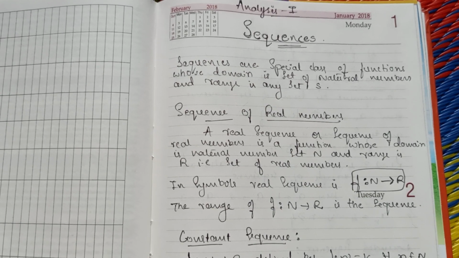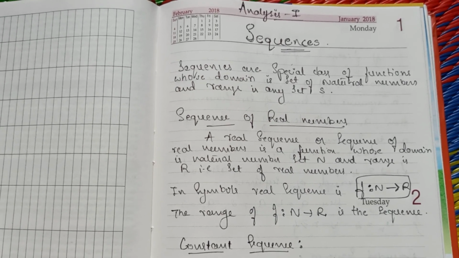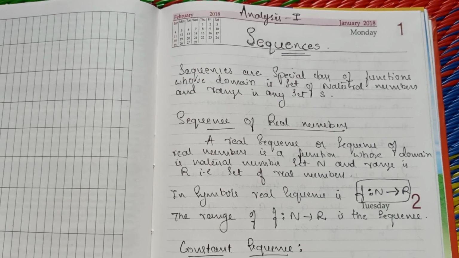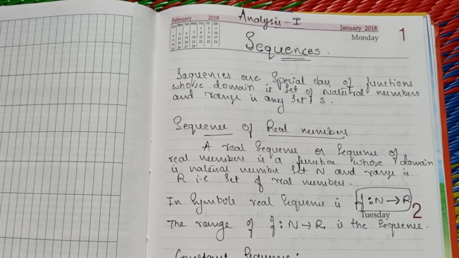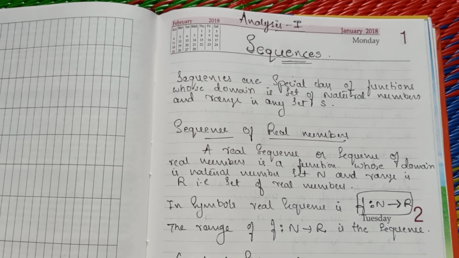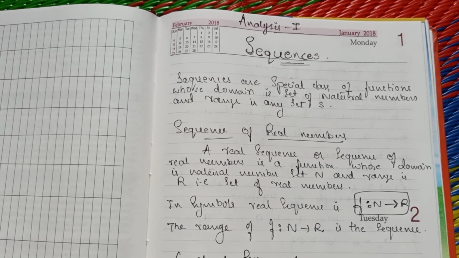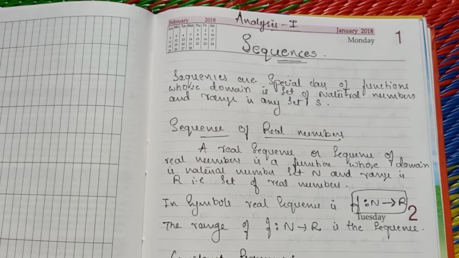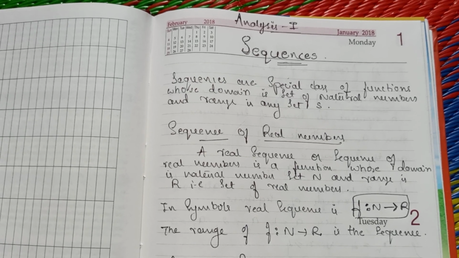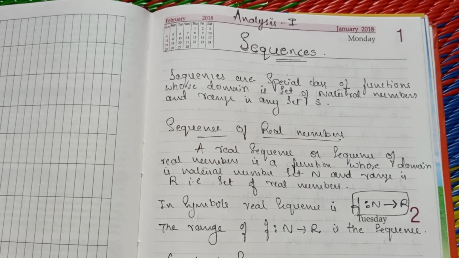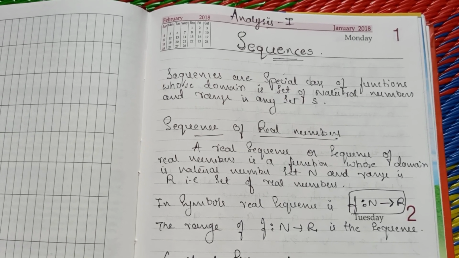Dear students, in second semester you have paper Mathematics 2. Paper Mathematics 2 has 3 units. One is Algebra 2, second one is Calculus 2 and third one is Analysis 1. For you, I am going to handle the third unit, Analysis 1. In Analysis 1, you are going to study sequences.